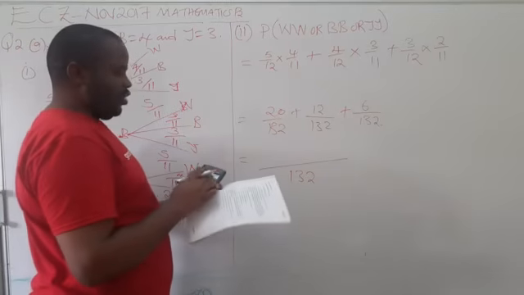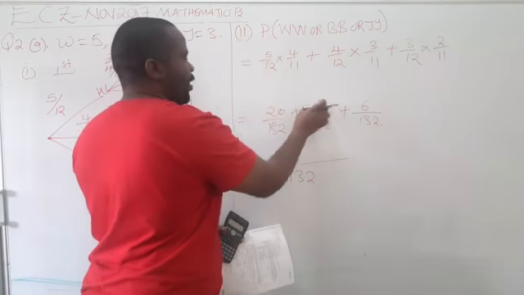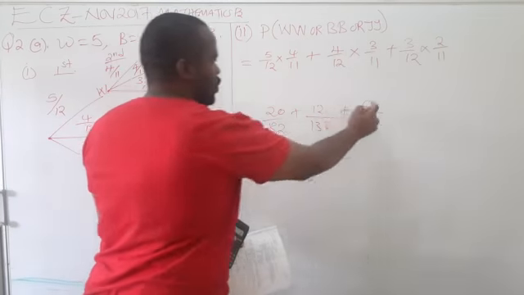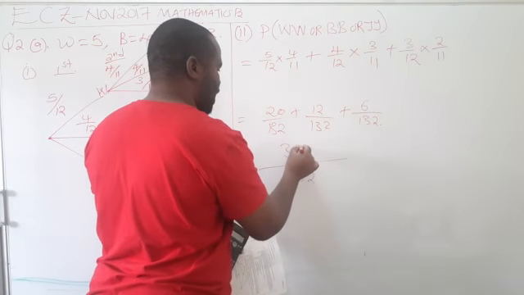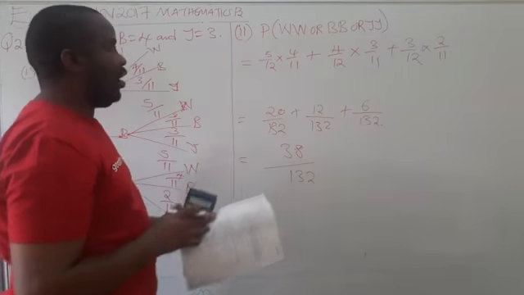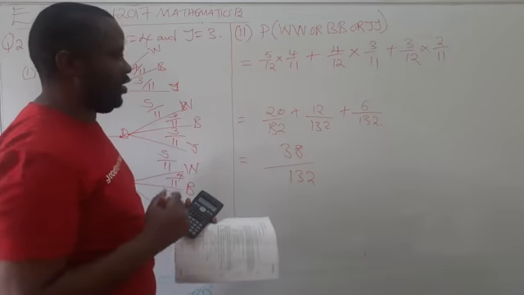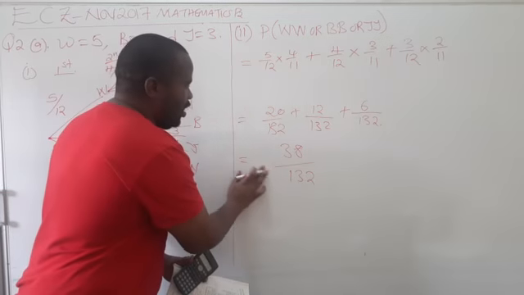Then just add what is on the top here. You say 20 plus 12, you have 32. 32 plus 8, you have got 38. If you are not sure, please utilize your calculator. Then what we need here is to reduce this.